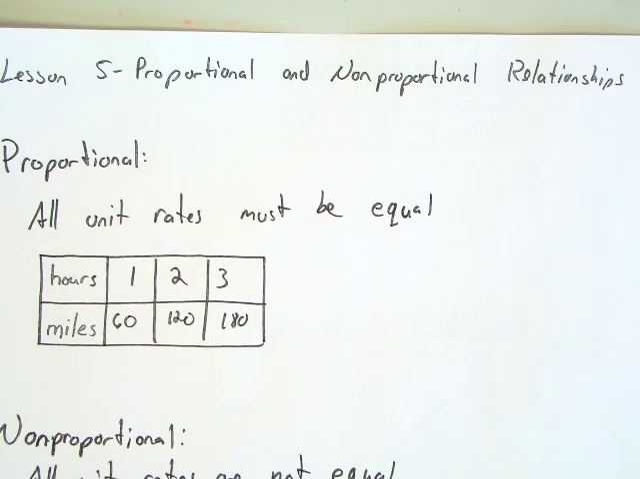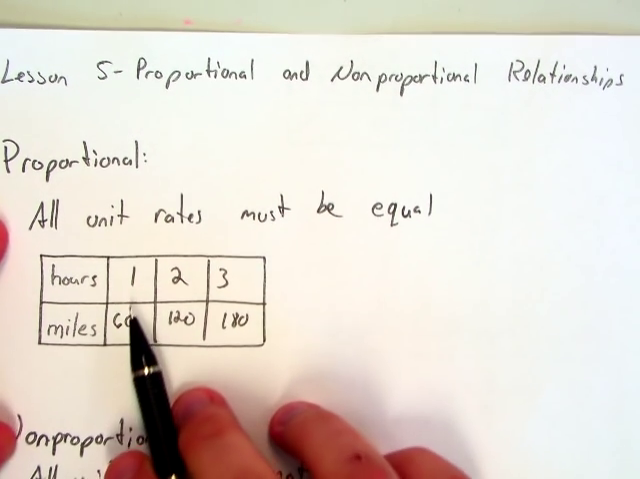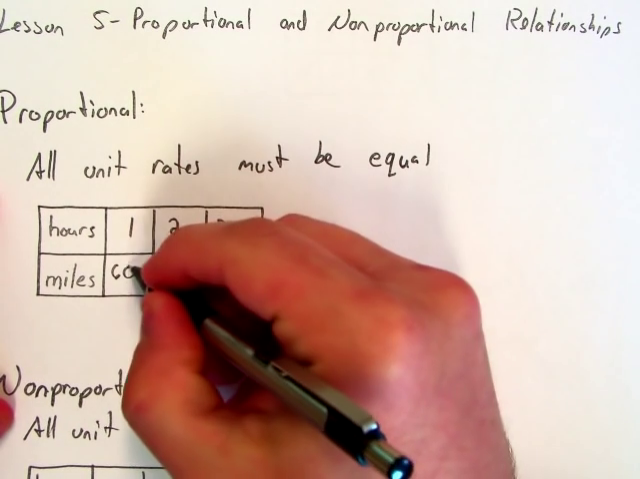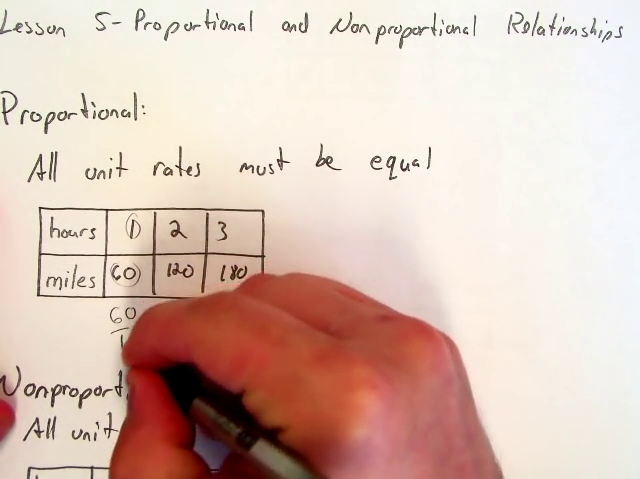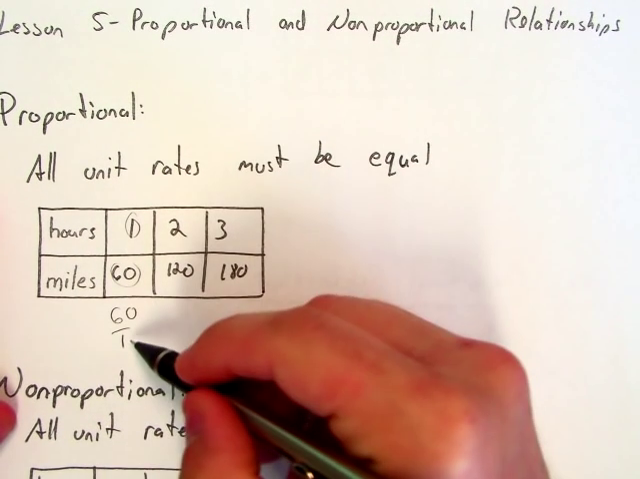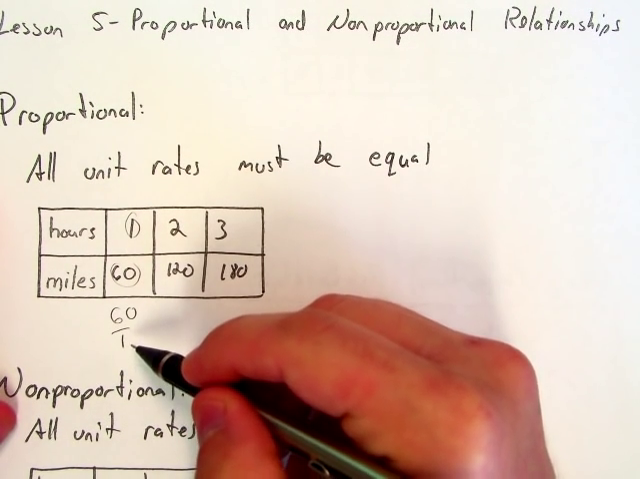All right, so today we're going to talk about Lesson 5, proportional and non-proportional relationships. For something to be proportional, all the unit rates must be equal. What we are looking at here is we would do 60 divided by 1 to figure out one unit rate. That's already at a unit rate because the denominator is 1.